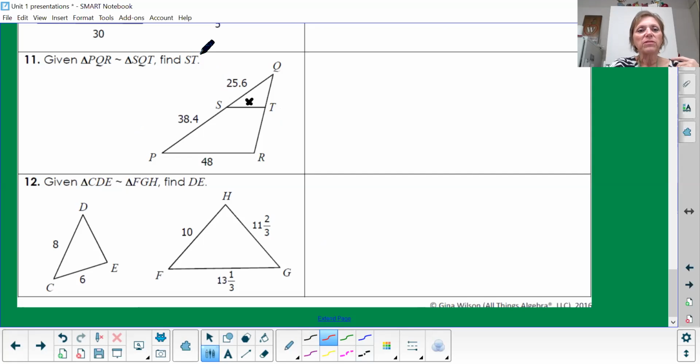Okay, ST. So do you see S to T? I'm going to put a dot here and a dot here. So I'm looking for P to R. Okay, so I'm going to start making my proportion. X, P, R is down here. So I know X goes to 48. You could have guessed that.